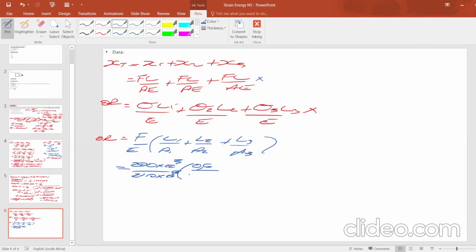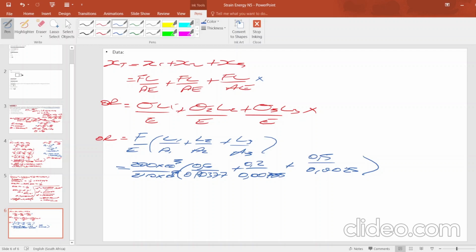The first is 0.00377, plus the length of the second, it is 0.2. The area is 0.00785, plus the third one, it is 0.0025. Right, now if you look at these areas, you can tell that the smallest area is this one, because you are having 0.003, 0.007, 0.002. That means the smallest area is this one.